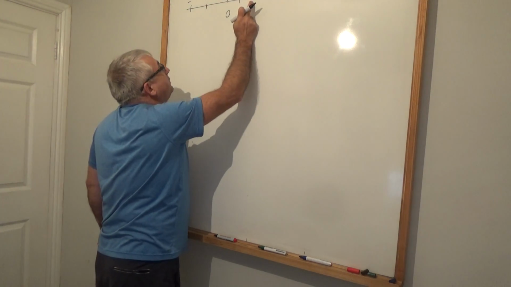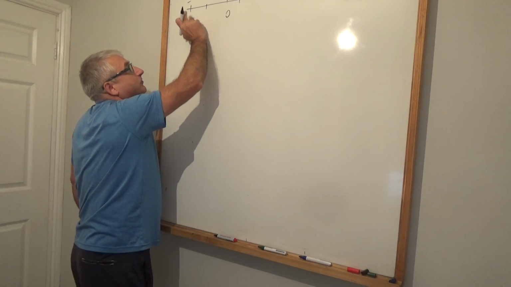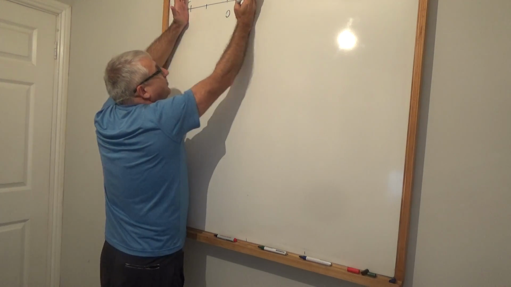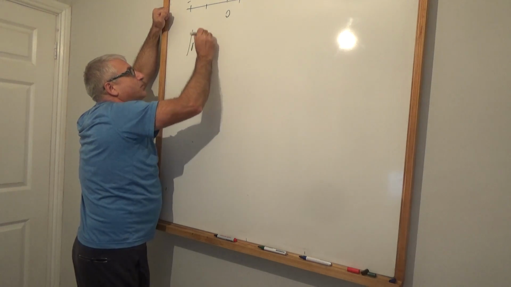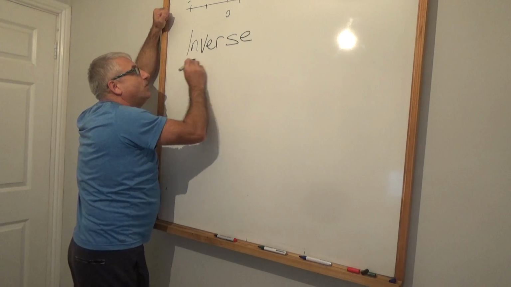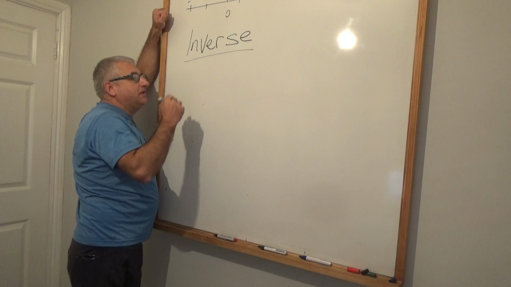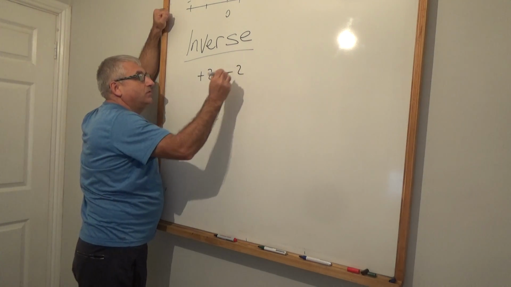Negative 2 is called the negation of 2, and 2 is the negation of negative 2. They're each other's nemesis regarding addition and subtraction. So we talk about an inverse numerical operation when we speak about what will do the opposite. What will be the inverse of adding 2? The inverse of adding 2 is subtracting 2.